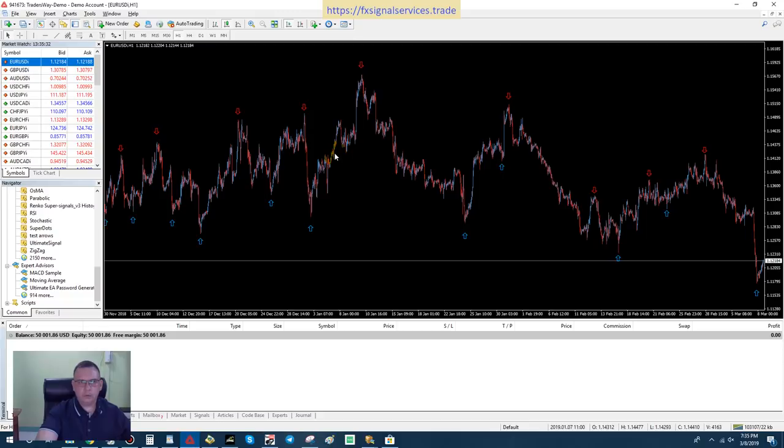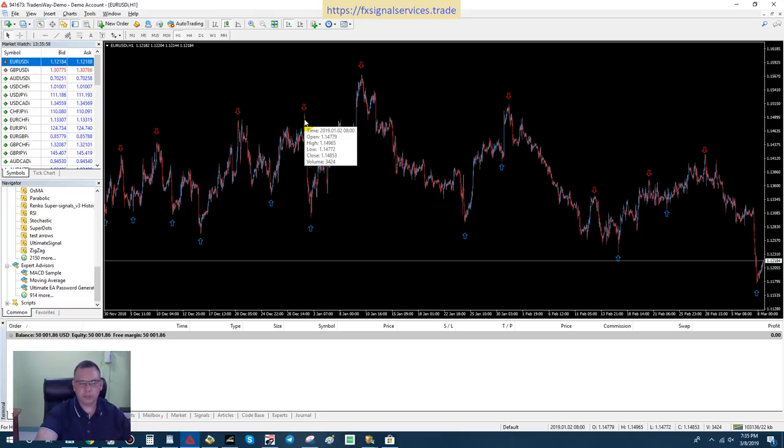One thing I want to point out with this indicator is that the higher the time frame, the longer you're going to be in a trade, unless you use a take profit. Now, what I do, this is me personally, I do not use any stop loss or take profit. I simply open a trade on one arrow and close it on the opposite, and just do that all day long.